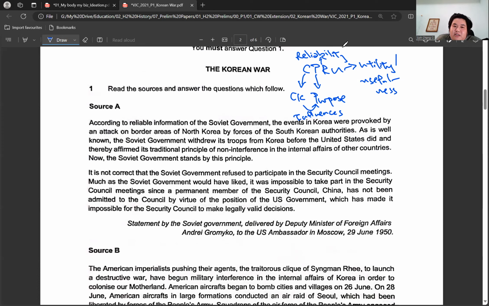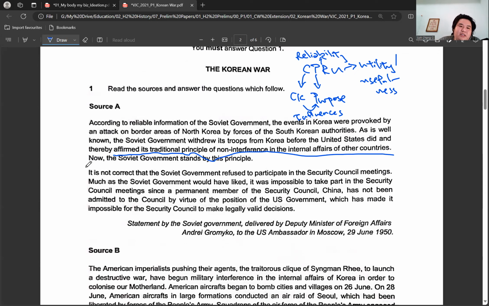Essentially, the source is saying or suggesting that the Soviet government affirmed its traditional principle of non-interference in the internal affairs of other countries. That means they are saying that they are not intervening in this affair whatsoever, right? Which kind of divests them of any responsibility. And at the same time, it is not correct that the Soviet government refused to participate in the SC meetings.